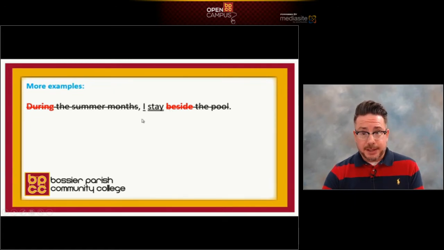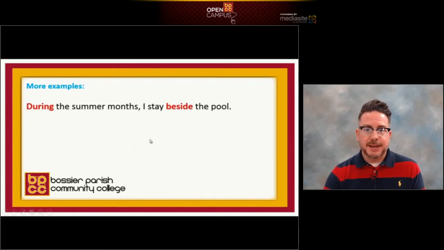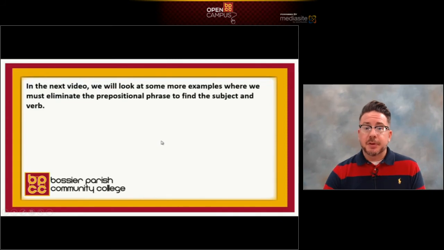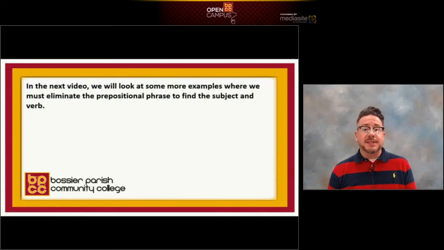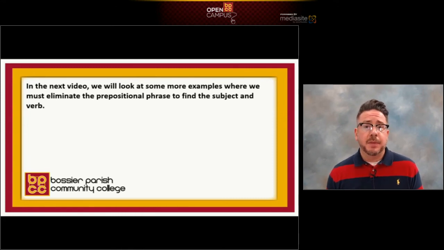Now, you can see as well that if I didn't cross these out, if I didn't know my prepositions, I might think that the first noun in the sentence is my subject, summer months. And that would be incorrect, because that is part of a prepositional phrase, and the subject can never be part of the prepositional phrase. So in the next video, we're going to look at some more examples where we have to first eliminate any prepositional phrases, before we identify the subject and verb of the sentence.